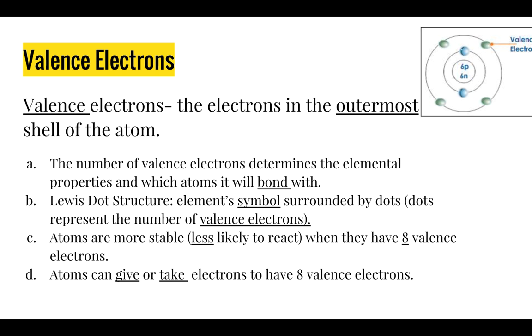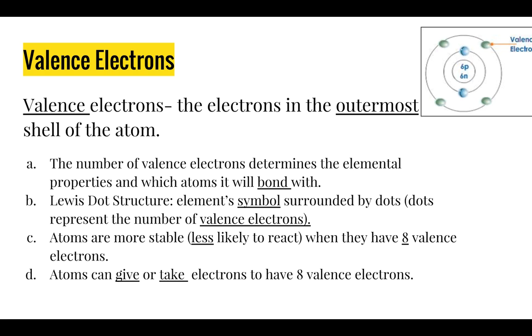Valence electrons determine what atoms will bond with other atoms. Remember valence electrons from our first unit on atoms and elements. Valence electrons are the electrons in the outermost shell of the atom. The number of valence electrons determines the elemental properties and which atom it will bond with.